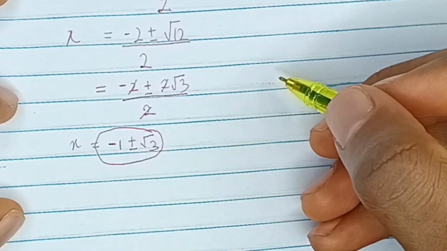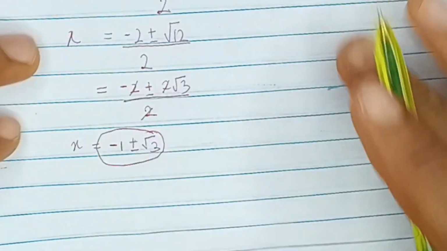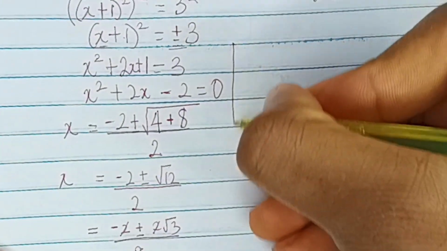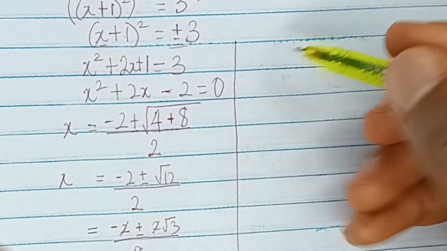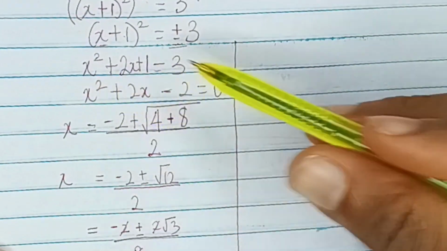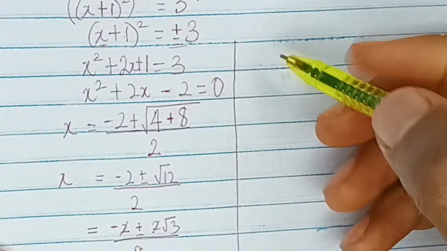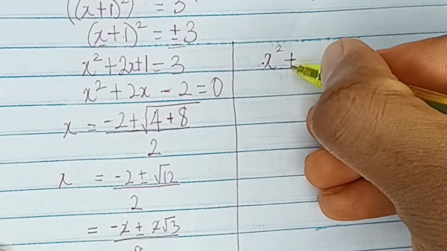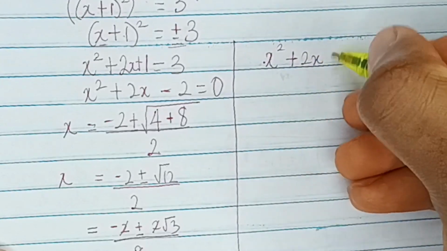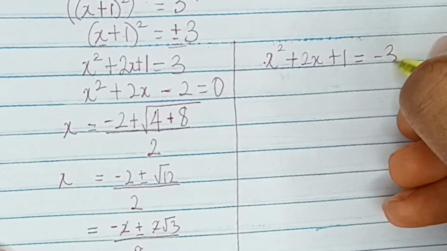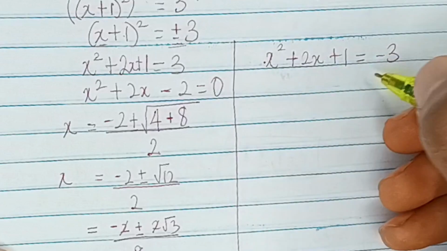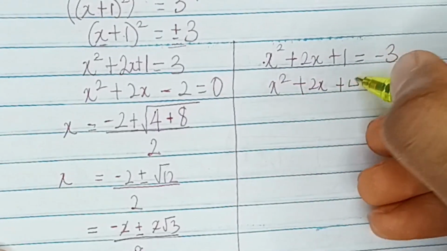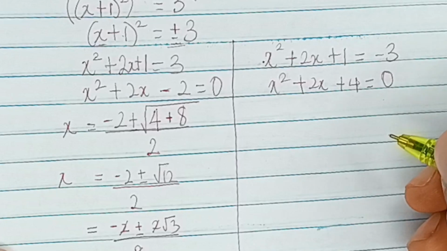Now let's look at the next set of answers, and that will take us back to our first equation. Because remember that we said we are going to equate it to the positive 3, and let's equate this to negative 3. So we have that x squared plus 2x plus 1 is equal to negative 3. From here, we have that x squared plus 2x plus 4 is equal to 0.